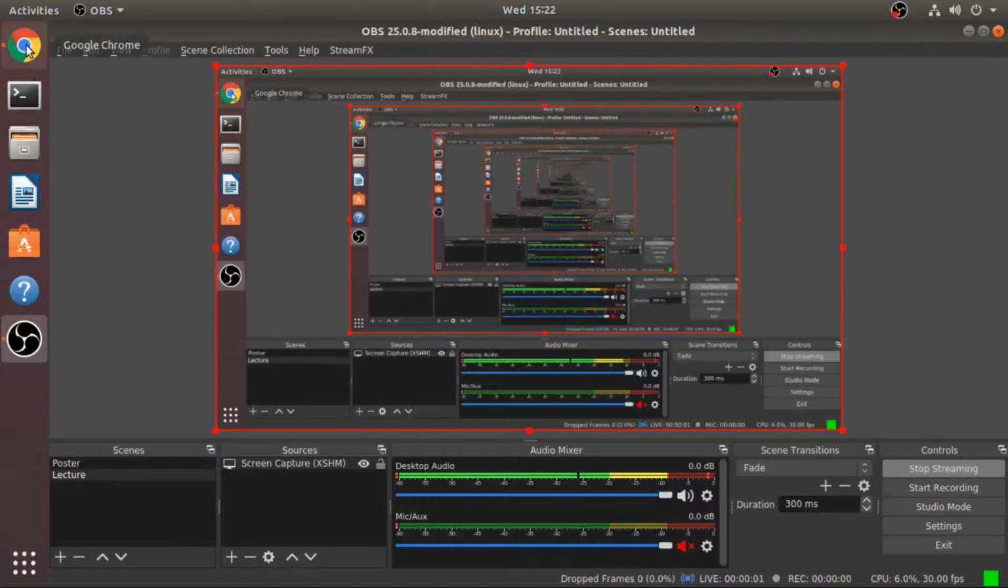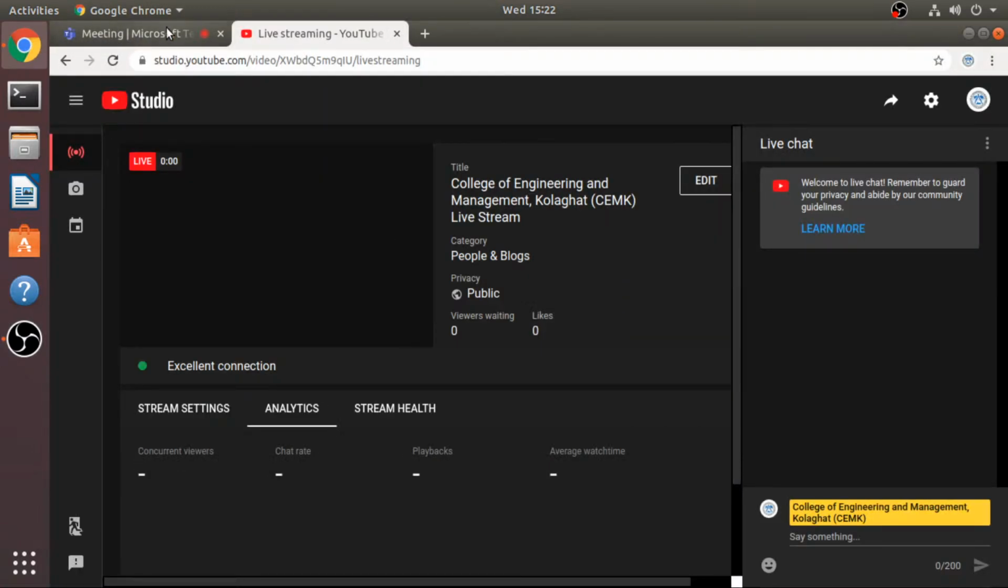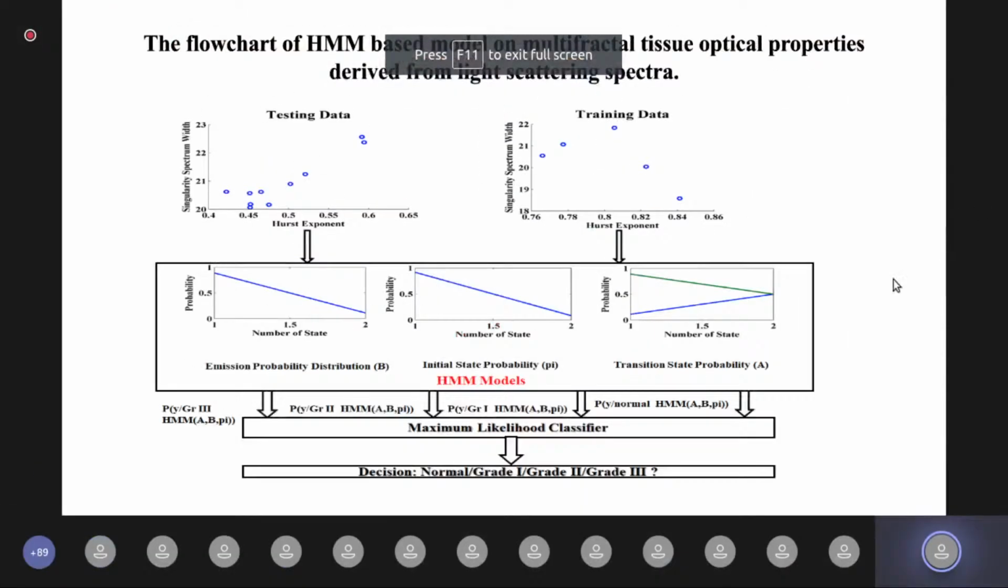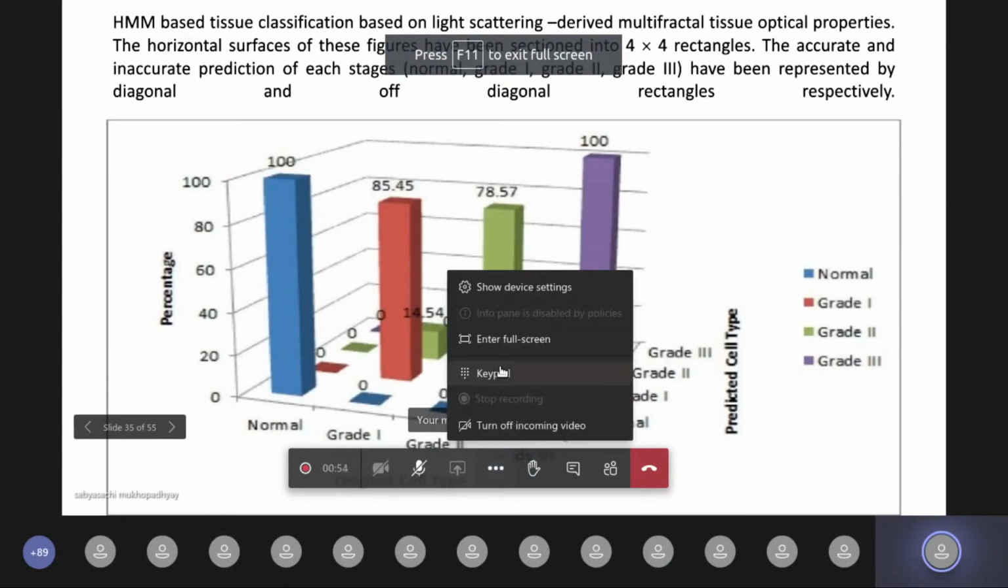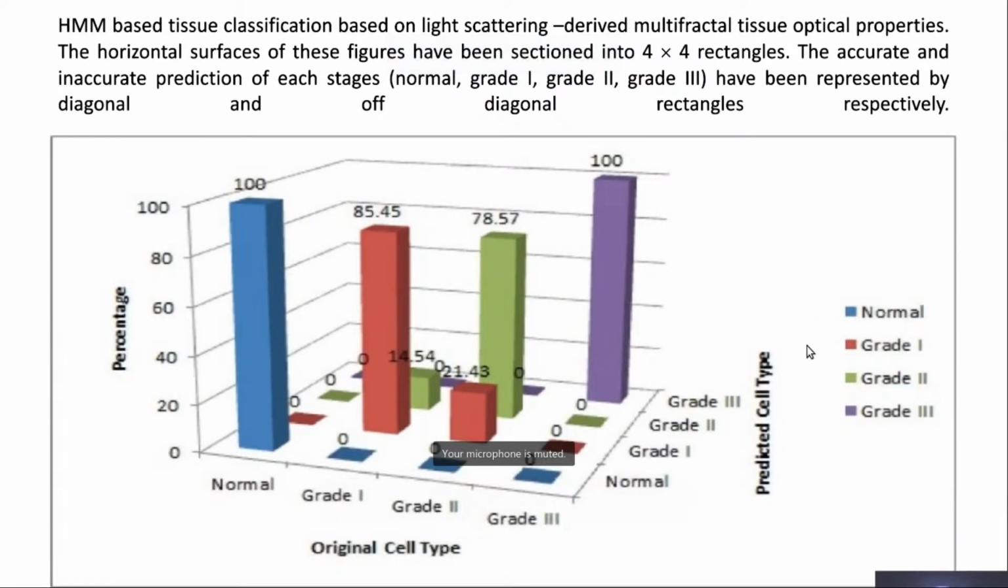In a smart way, how can we achieve this? Okay, this algorithm fails, this combination fails, so let's try out the next thing. After doing this several amount of trials, we have found this same way of representation. You see, healthy, it is predicting 100%. In case of grade 1, it is predicting correctly grade 1 as 85.45%, while wrongly predicting grade 1 as grade 2 14.54%. In case of grade 2, it is predicting grade 2 correctly 78.57%. It is predicting wrongly as grade 1 21.43%. It is predicting grade 3 correctly as 100%.